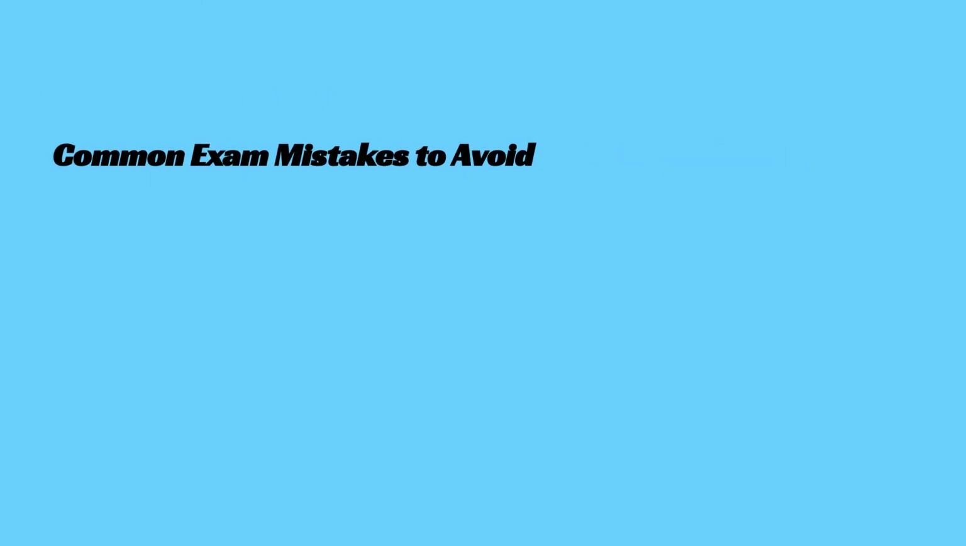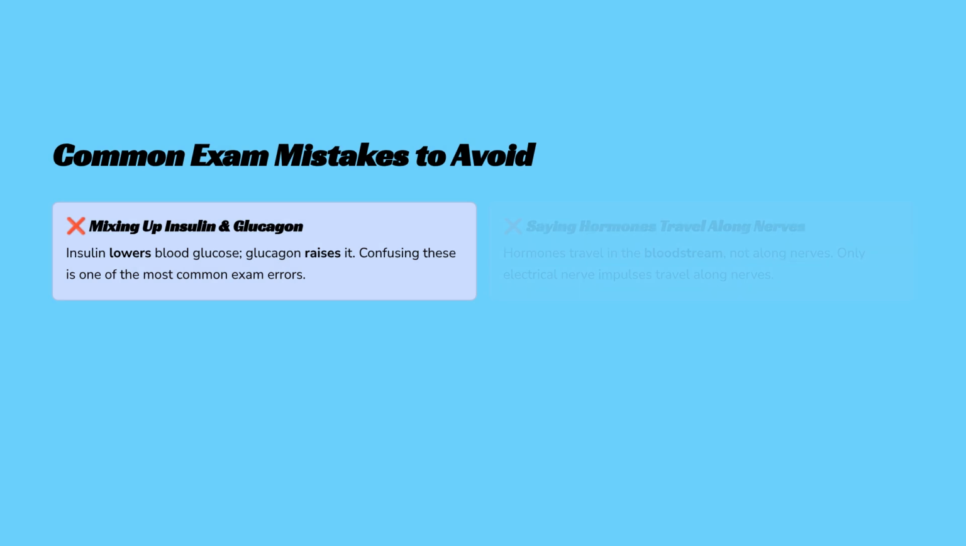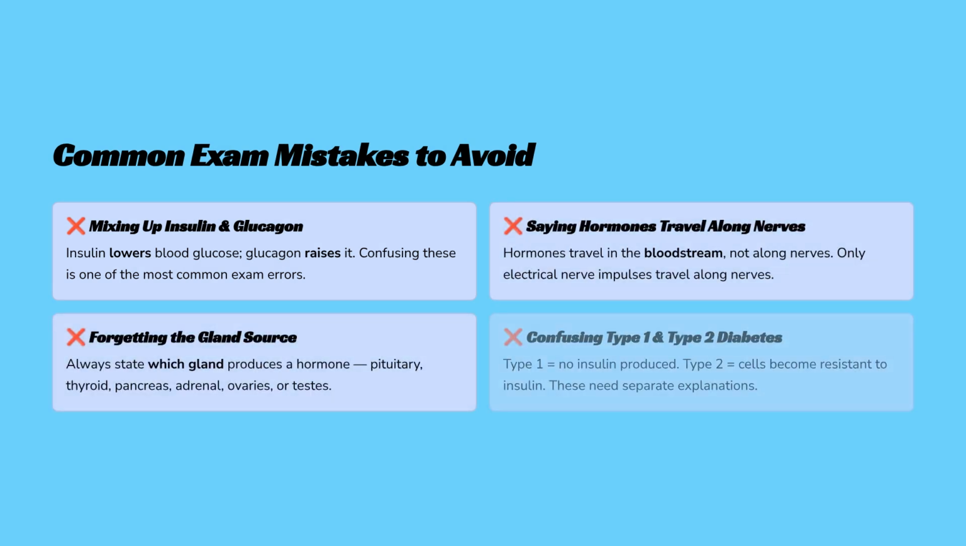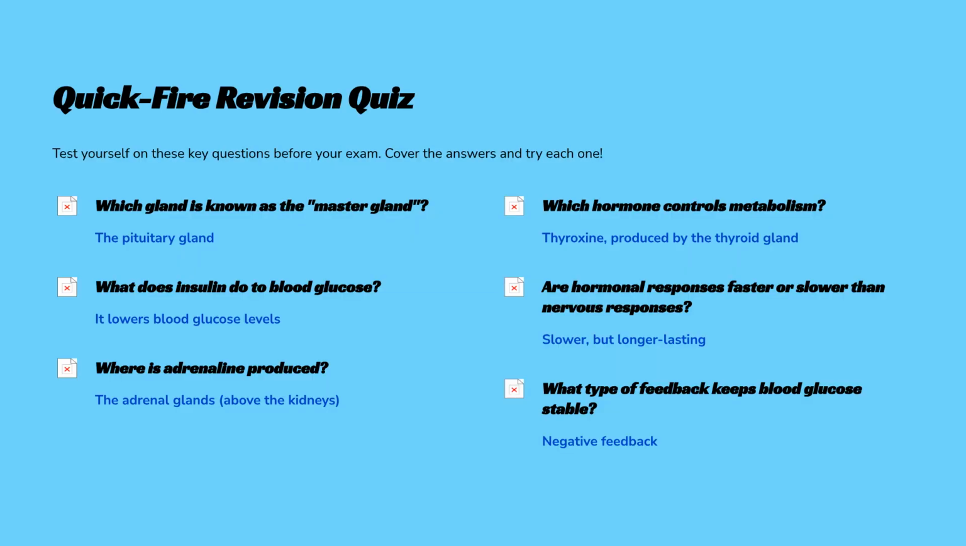Avoid common exam mistakes: confusing insulin and glucagon, saying hormones travel along nerves, forgetting the specific gland source, and mixing up the causes of type 1 and type 2 diabetes. Use this quick-fire quiz for revision. Can you name the master gland? What does insulin do? Where is adrenaline produced? These questions cover essential exam content.